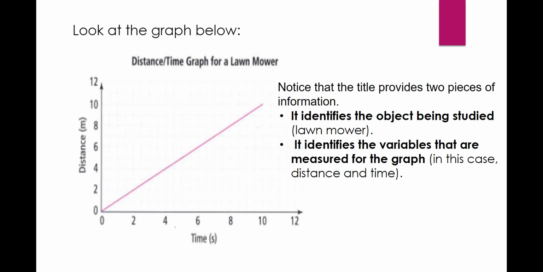Notice that the title provides two pieces of information. One, it identifies the object being studied, which is a lawnmower in this case. And two, it identifies the variables that are being measured for the graph. In this case, it's distance and time. We say it is a distance time graph for a lawnmower. This is an important point because when you make graphs, you should always give them an appropriate descriptive title.